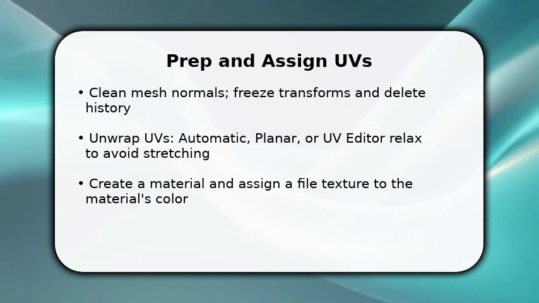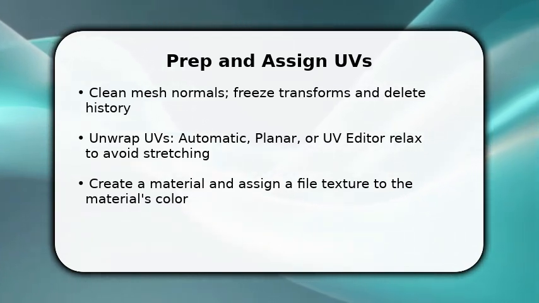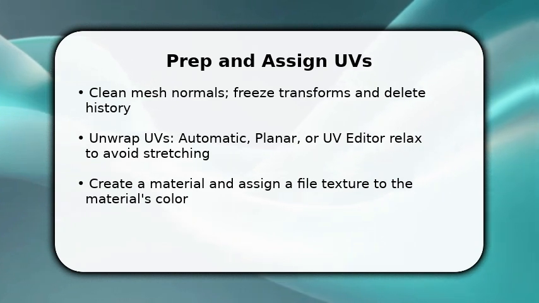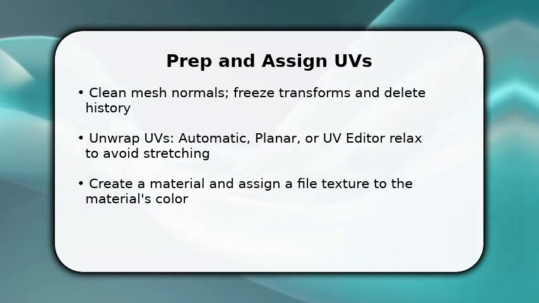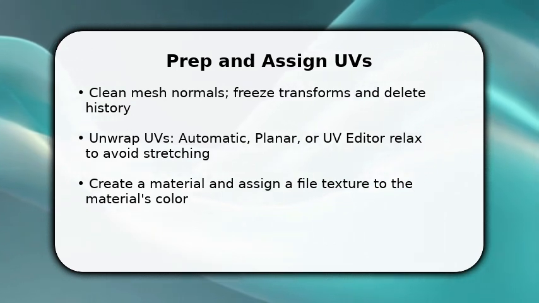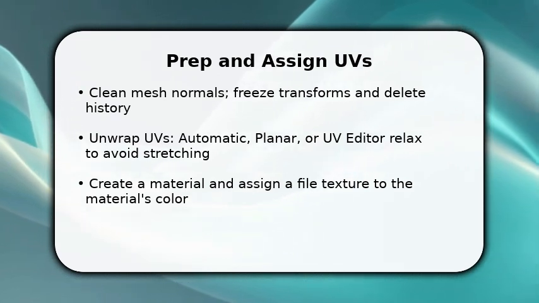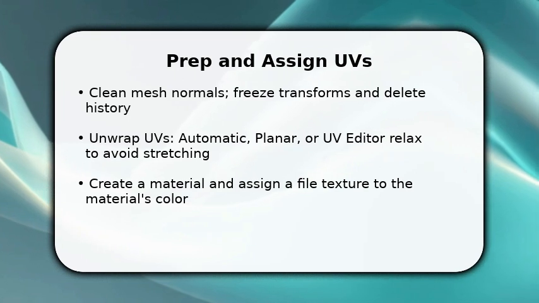You start by preparing the mesh. Freeze transforms, delete history, and fix normals so texture reads correctly. Next, open the UV editor and unwrap using automatic or planar, then relax UVs to remove distortion. Assign a material to the object, create a file node, and connect your image to the material's color.